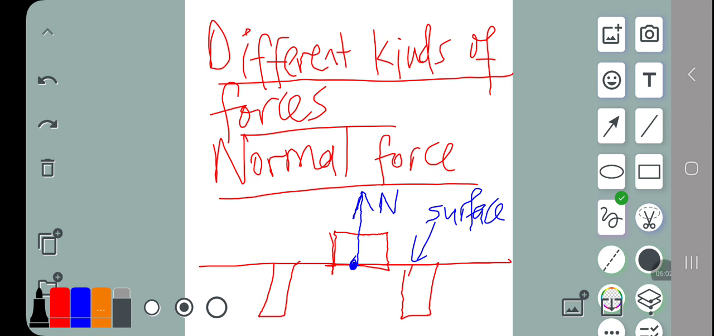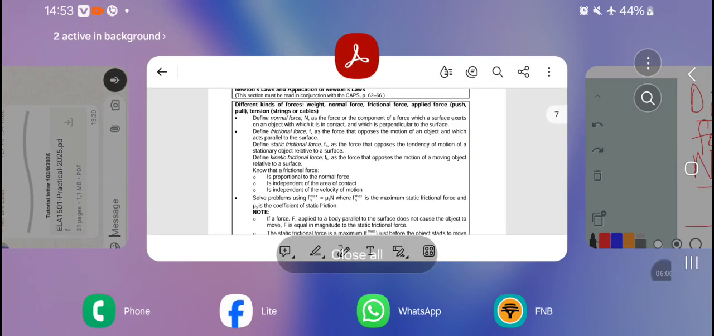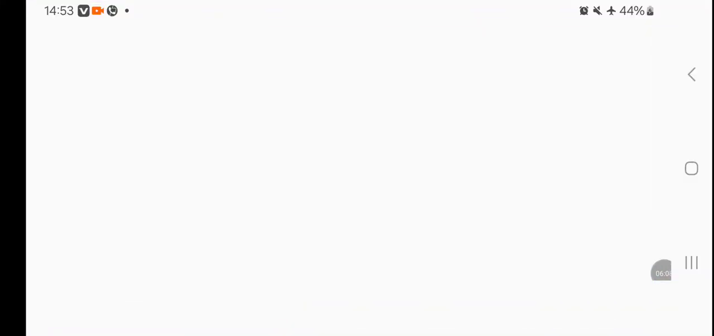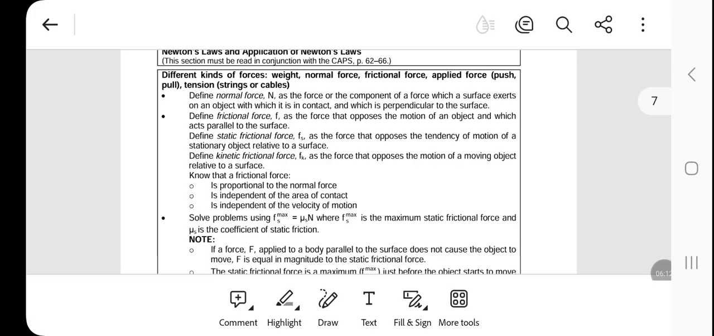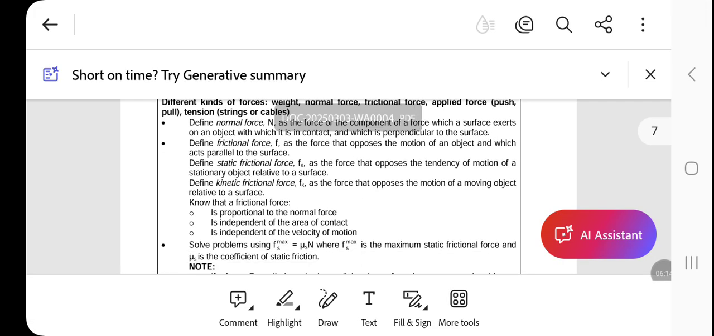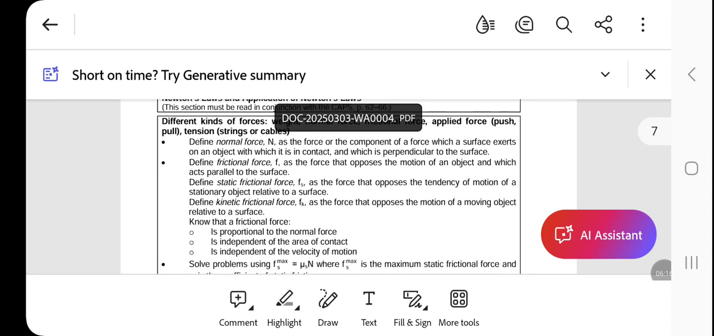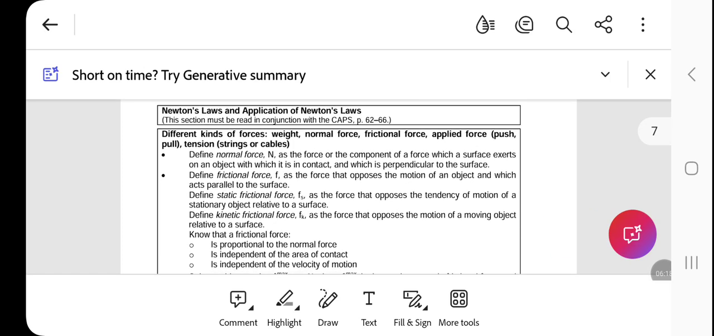We can move on to the next one, which is another kind of force. You must know how to define a frictional force. Let's read the definition as it is given in the examination guideline. They're saying it is the force that opposes the motion of an object and which acts parallel to the surface.